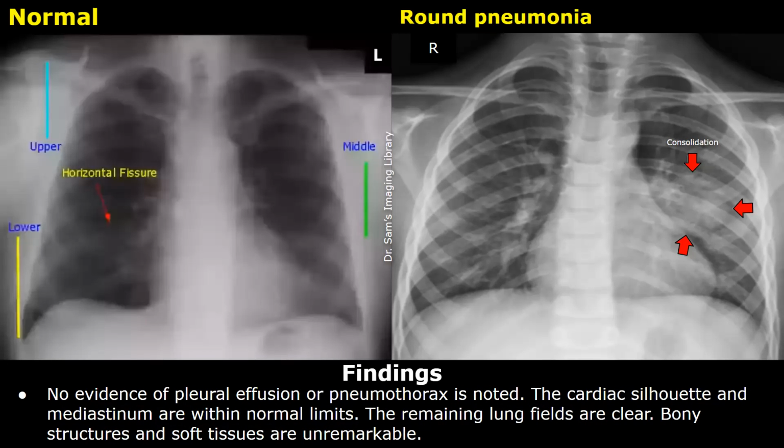No evidence of pleural effusion or pneumothorax is noted. The cardiac silhouette and mediastinum are within normal limits. The remaining lung fields are clear. Bony structures and soft tissues are unremarkable.